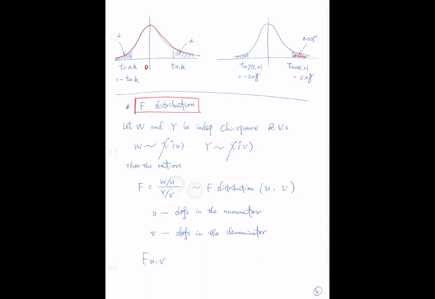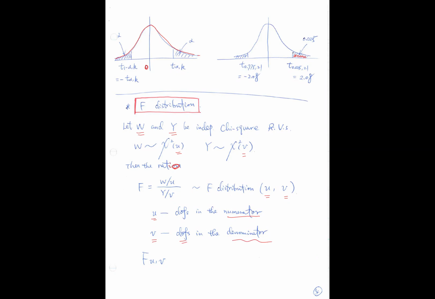So suppose we have W and Y, both of them independent chi-square distributions but with different degrees of freedom, U and V. Then you see the ratio here: F is W over U divided by Y over V. This is the F distribution with U and V degrees of freedom. So what is U? U is the degree of freedom in the numerator, and V is the degree of freedom in the denominator.